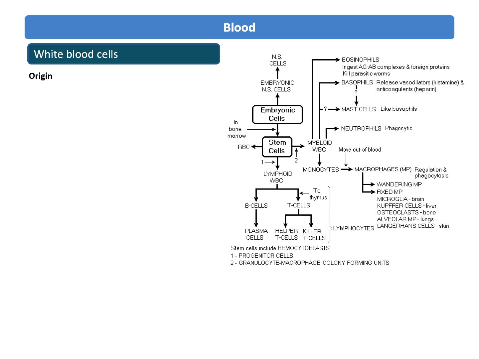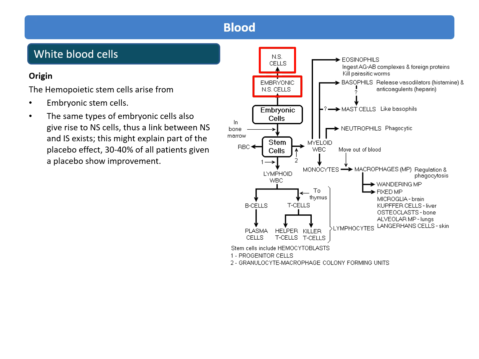Let's look at the origin more carefully of these cells. Hemopoietic stem cells arise from embryonic cells, and interestingly enough, those same embryonic cells give rise to nervous system cells. So there's a link between the nervous system and the immune system. This might explain, in part, the placebo effect. 30 to 40% of all patients given a placebo, that's a fake medication, show improvement.